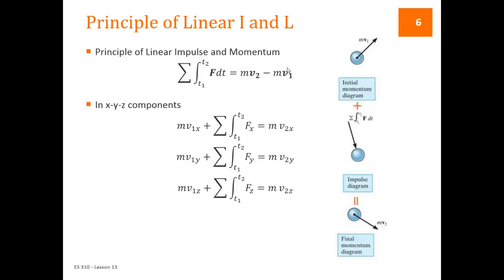Since these are vectors, they're going to apply in each of the three directions. So whichever coordinate system we're using, if we're using the XYZ, which is the most common, you've got impulse momentum principle in the X, impulse momentum principle in the Y, impulse momentum principle in the Z. So we have three equations.